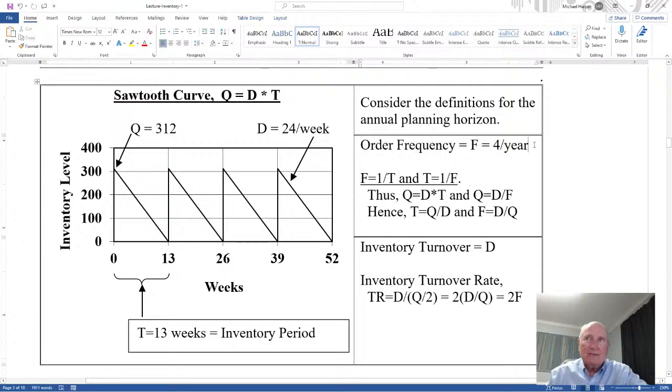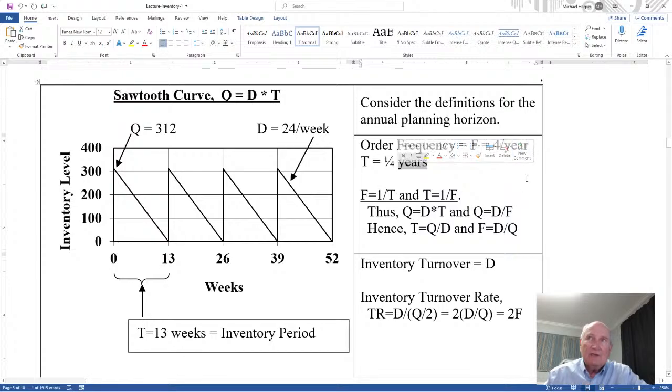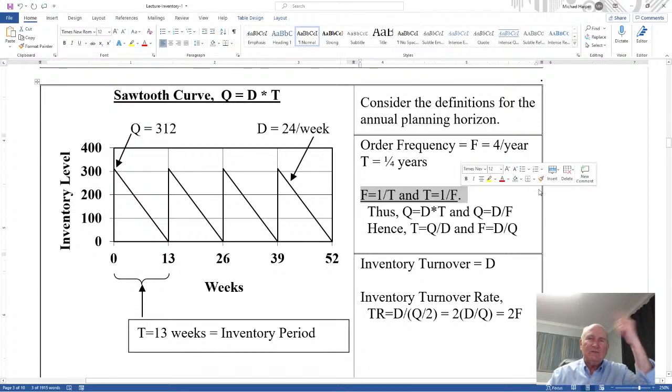Okay, and notice the year. Let me do it this way. T equals 1/4 years. Okay, and notice in this one the years are in the numerator. For the order frequency, it's in the denominator. So therefore, notice the reciprocal nature. So again, this is a rule. It's a principle. The frequency is the reciprocal of the periodicity, and the periodicity is the reciprocal of the frequency. F is 1 over T, and T is 1 over F.